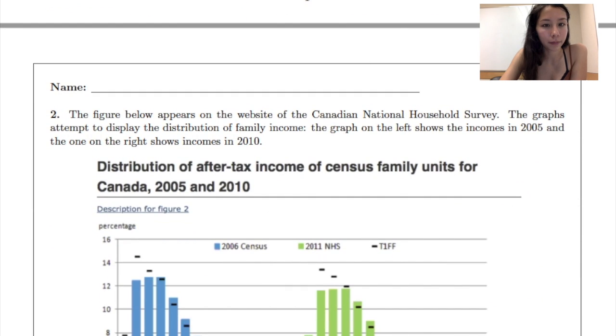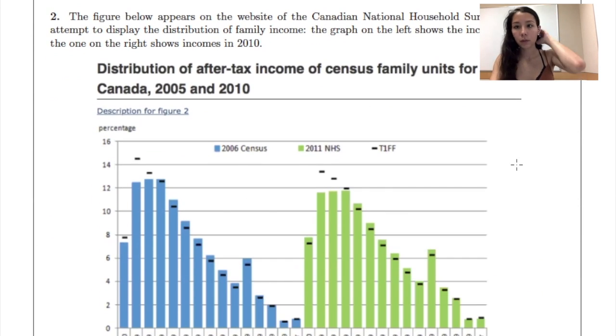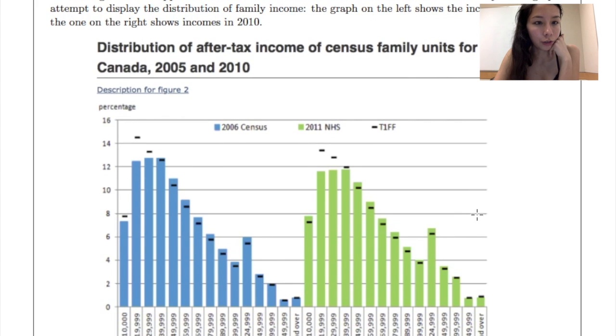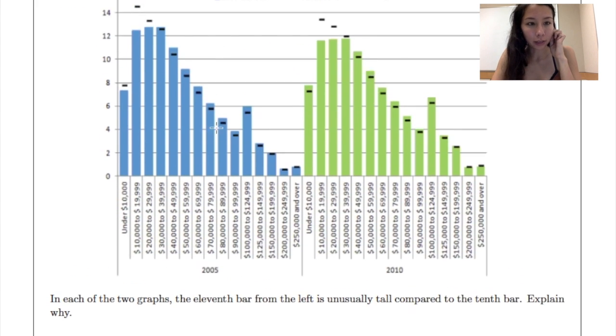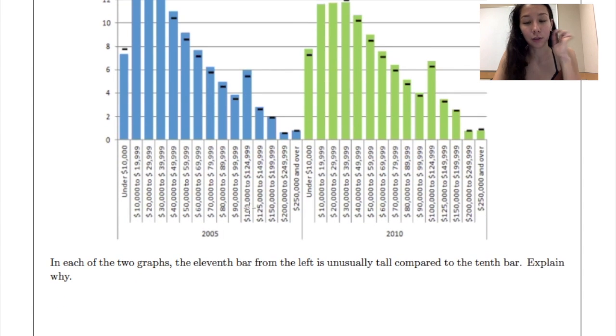Okay, now we go to number 2, and we see this graph, which shows the after-tax income of census family units for Canada, 2005 and 2010. Okay, and immediately we notice that there's something kind of weird going on here because it's following this normal distribution that's sloping downward except for this one bar here. And the question is asking us to explain that.